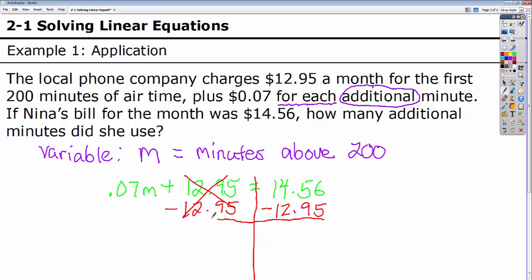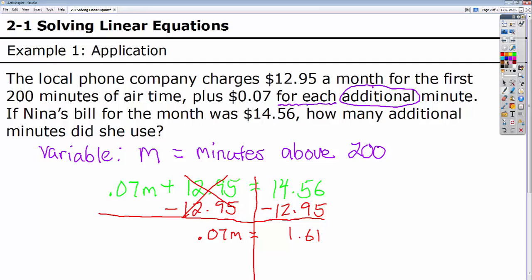Alright, that cancels it out over here on the left side and leaves us with 0.07m equals. And then we subtract this over here, so that's a 1.15 minus 9, that's a 6. 3 minus 2 is a 1. 1.61.